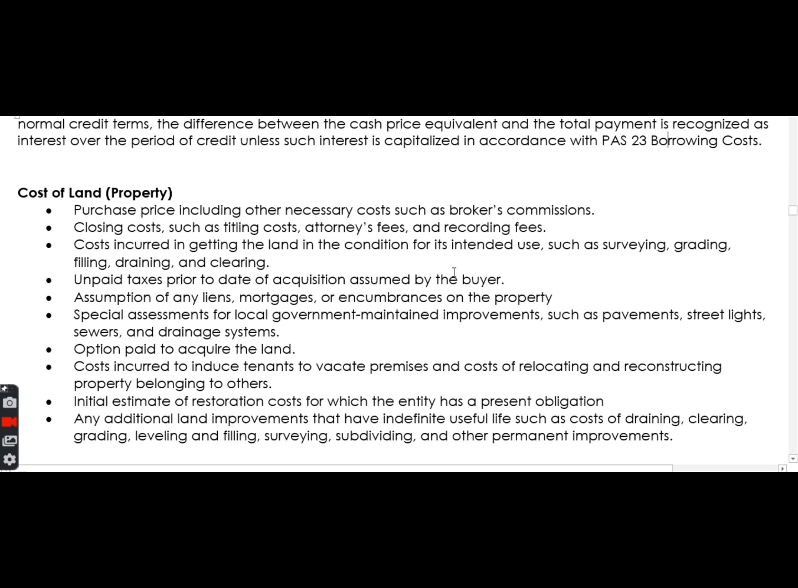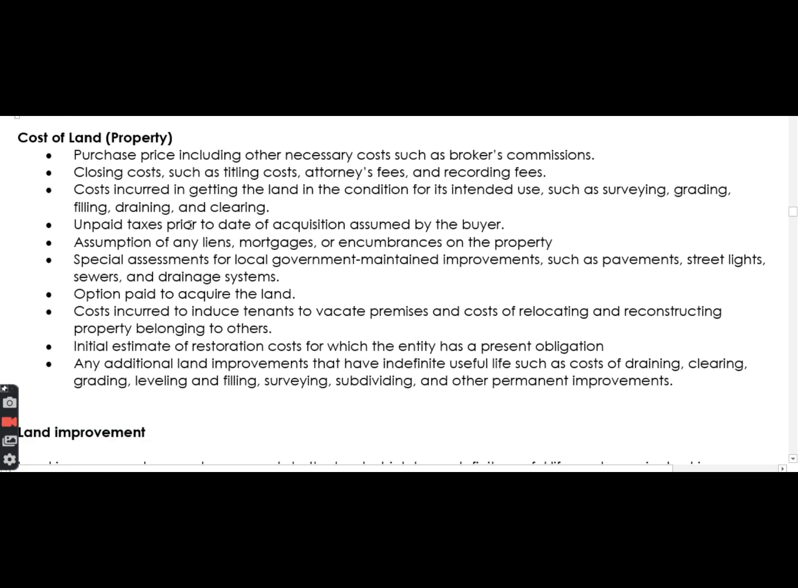So, punta na tayo dun sa mga specific, okay? Specific gastos or specific costs that are related to our PPE. So, unahin natin yung land. Okay? So, land muna tayo. So, syempre, pag land, kasama dyan yung pagkakabili. O, di ba? Kasama yan dun sa mga main. Okay? Main na contents natin.